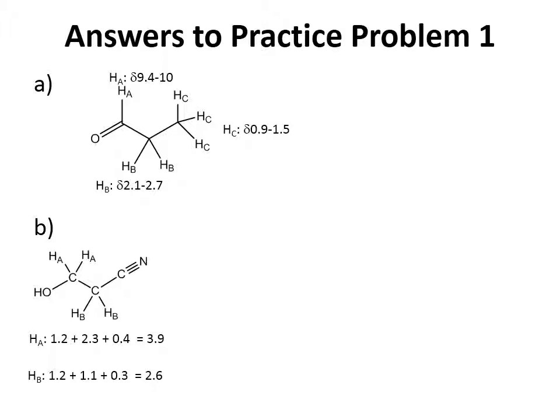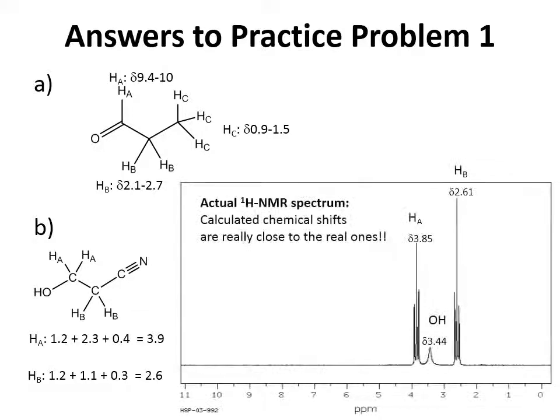Looking at the actual proton NMR spectrum, it's remarkably close to the calculated chemical shifts. For HA, the actual chemical shift is 3.85, and we estimate it to be 3.9. For HB, it's 2.61, and we estimated it to be 2.6, which is almost right on the nose. In addition, the OH group is found at 3.44 in the actual proton NMR spectrum.